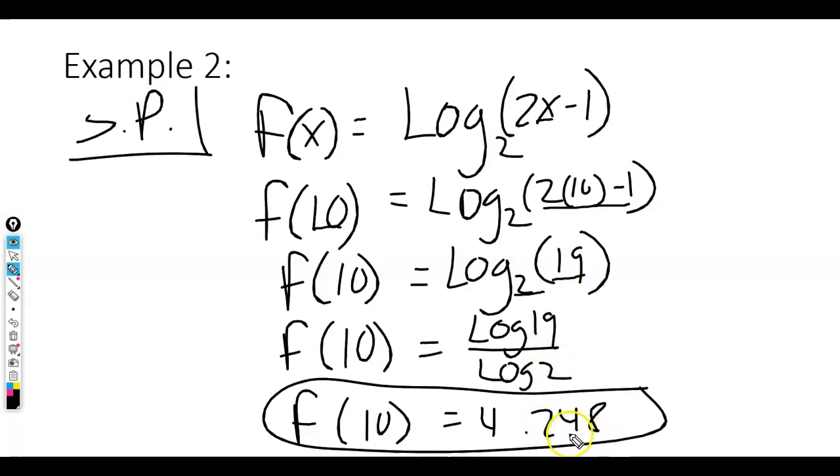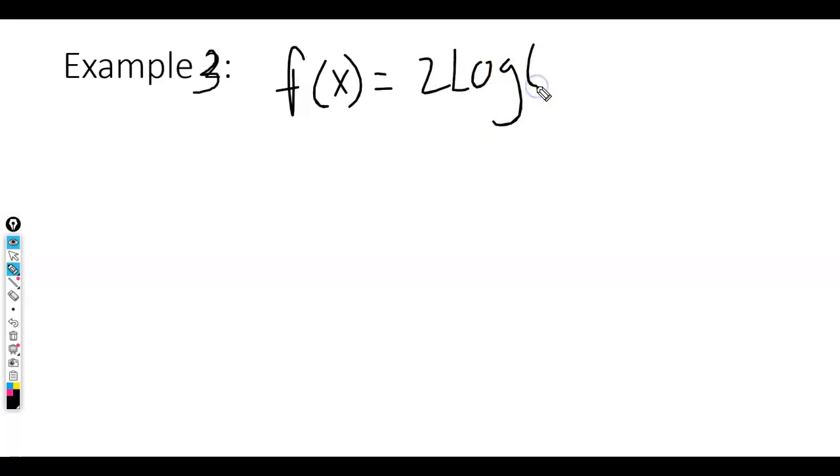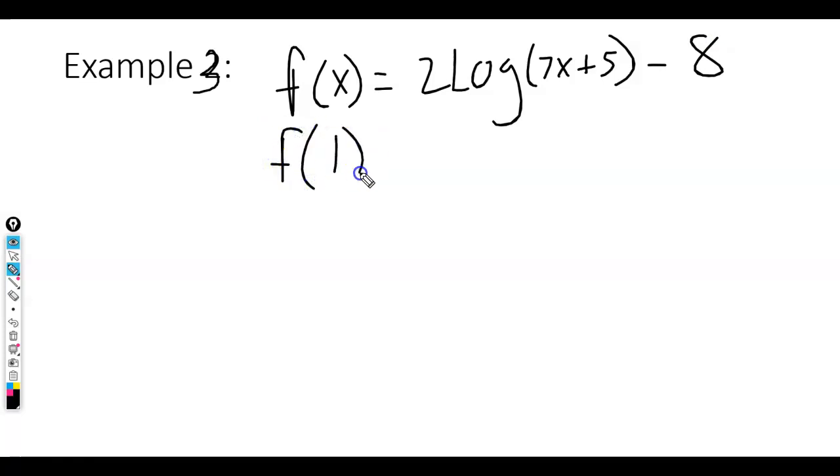All right, I'll do one more example for you guys before we call the end of this lesson. We'll call this example 3 then. It's really just kind of similar to example 2. Maybe a little bit harder. Let's say that we have f of x is equal to 2 log of 7x plus 5, minus 8. And I wanted you guys to find f of 1.